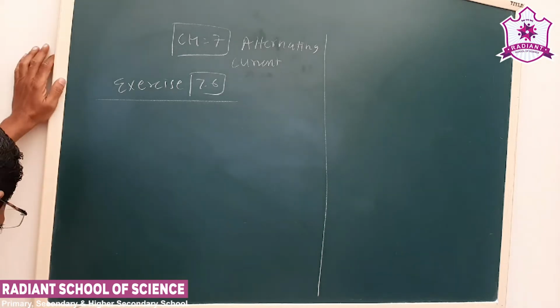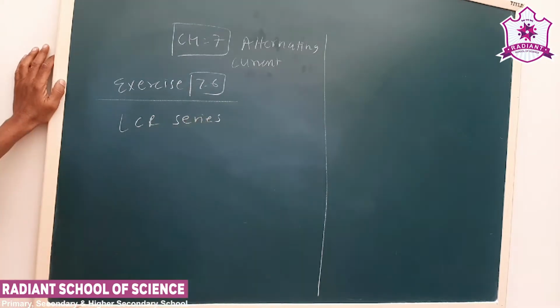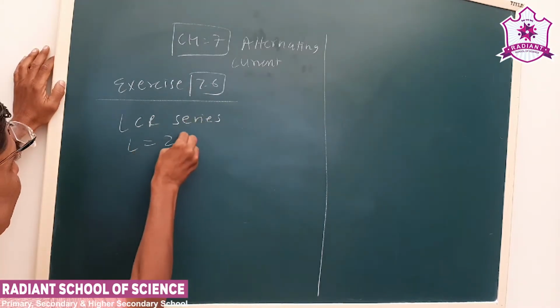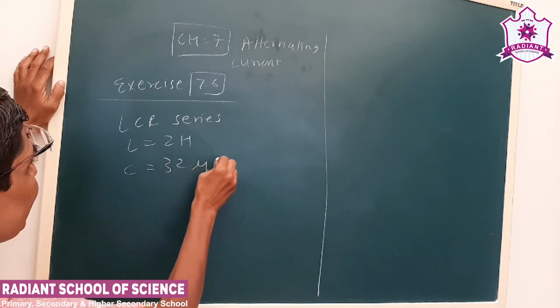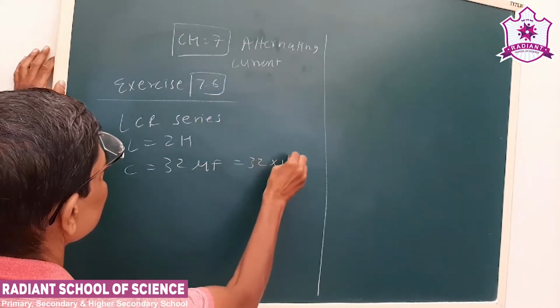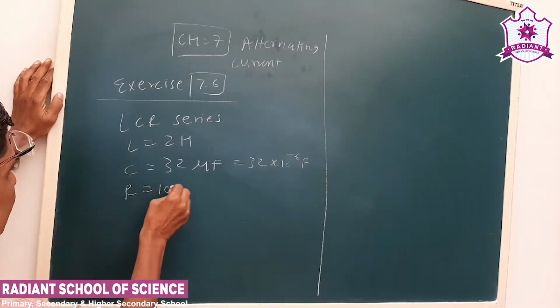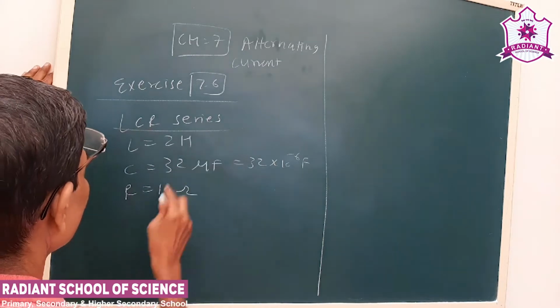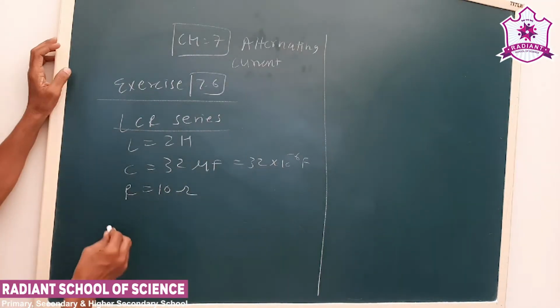Now here an LCR series circuit is given. The inductance is 2 henry, capacitance is 32 microfarad, and resistance is 10 ohm. This is an LCR series circuit. All are given, and we have to find out the Q value.